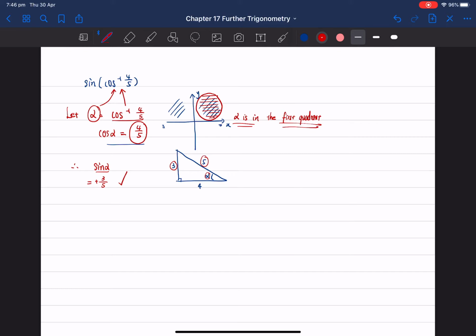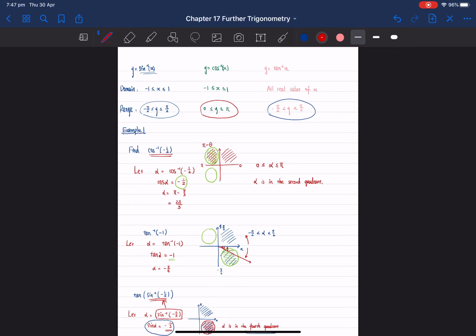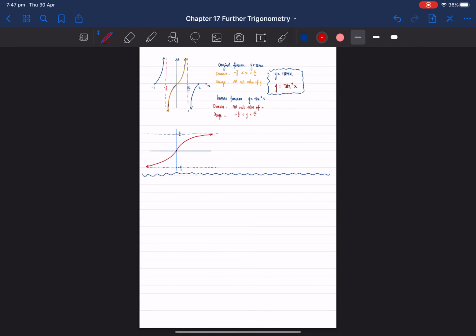I still remember when I first learned this. When I was a student, I got so confused and I made so many mistakes because I would forget about determining the quadrant of angle alpha. So I always got mixed up with positive or negative answers, until I had done so many questions and then I got used to it and knew how to do it.